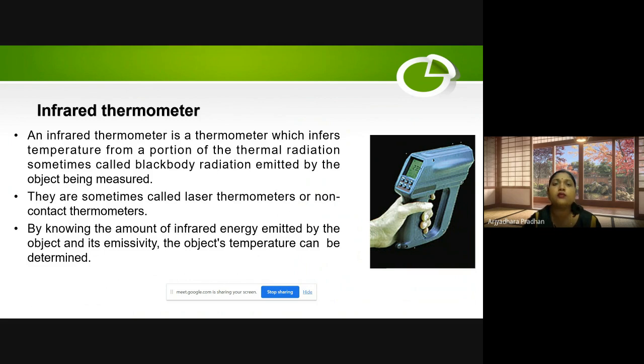An infrared thermometer is a thermometer which infers temperature from a portion of the thermal radiation, sometimes called blackbody radiation, emitted by the object being measured. They are sometimes also called laser thermometers or non-contact thermometers. By knowing the amount of infrared energy emitted by the object and its emissivity, the object's temperature can be determined.